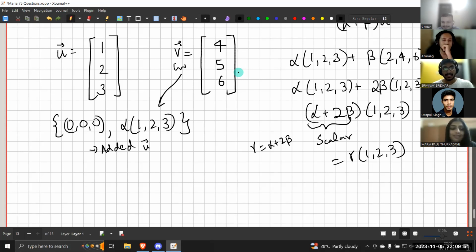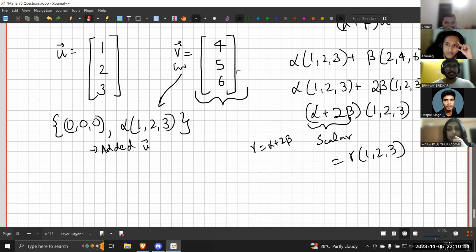Now I'm going to try to add V. Is V already inside the subset? I'll try to find it. I put alpha, I need to get 4 over here. So if I put alpha equal to 4, I get 4 times 2 is 8, and 4 times 3 is 12. But I know 4, 5, 6 and 4, 8, 12 are not the same. So I say, okay, this point is not inside the set.